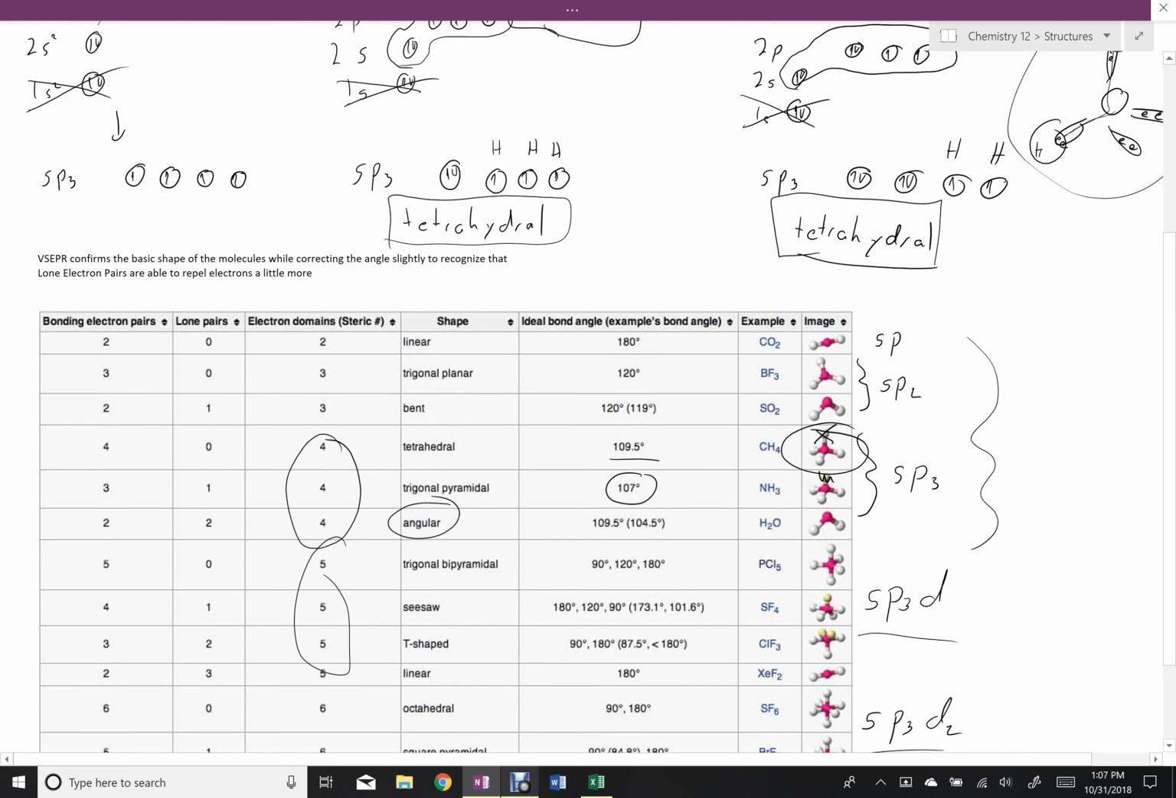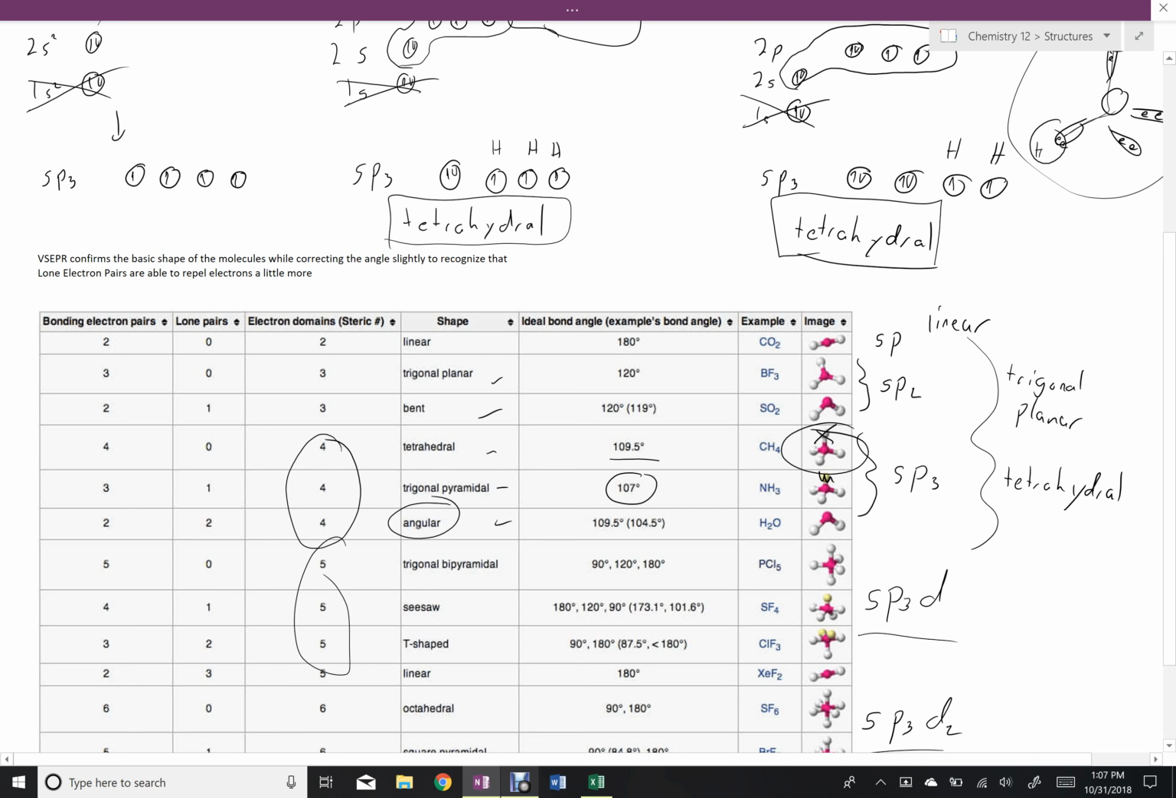But the main ones we have here, we have our sp3, which is tetrahedral, and then we can break it into these 3 things. We have our sp2, which is trigonal planar, which can once again be broken into those 2 things based on whether or not there's actually atoms at the end of those orbitals, and finally sp, which is linear.